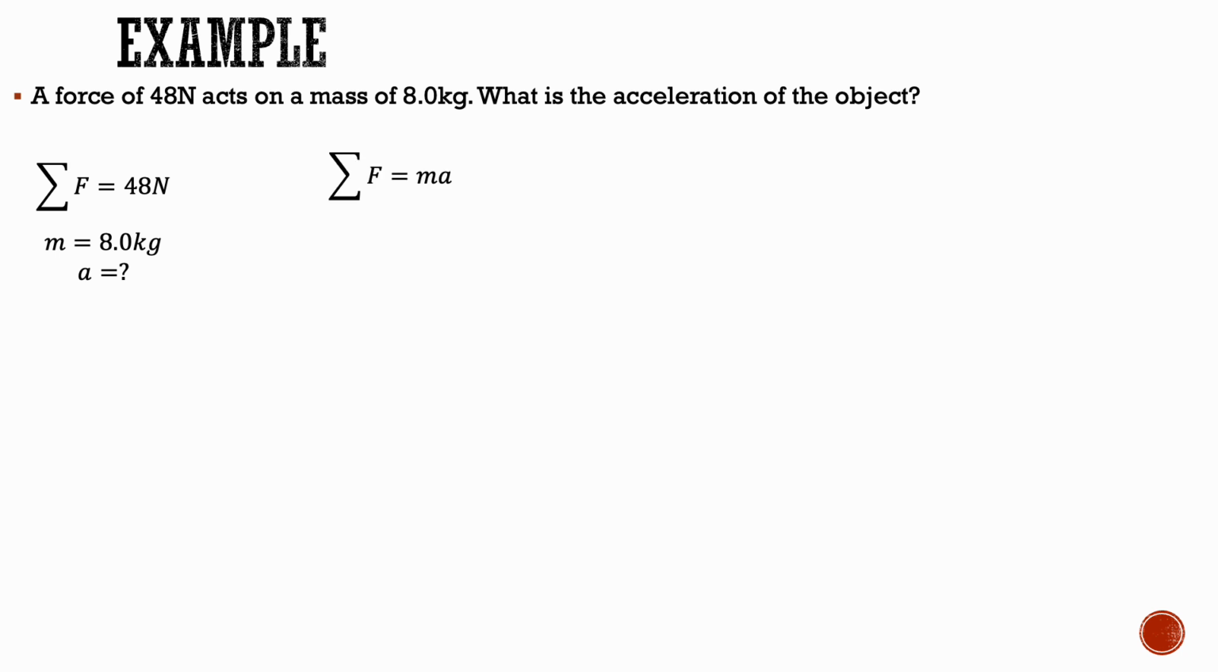Now we have sum of forces is mass times acceleration. We want to get acceleration on its own. So I would divide both sides by our mass. So that gives us sum of forces divided by our mass equals our acceleration. At this point, I'd substitute our values in. So we have 48 newtons divided by 8 kilograms. And that's going to tell us that our object is accelerating at 6.0 meters per second squared.